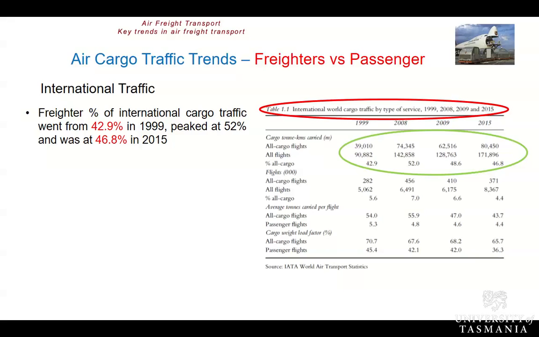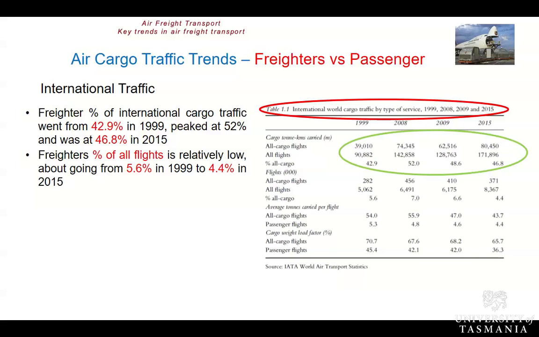Now, why is that important, or why is that relevant? Well, the relevance comes when you look at the percentage of freighter traffic overall compared to all the flights. And what that tells us is that freighters only account for about 4% of total world flights.